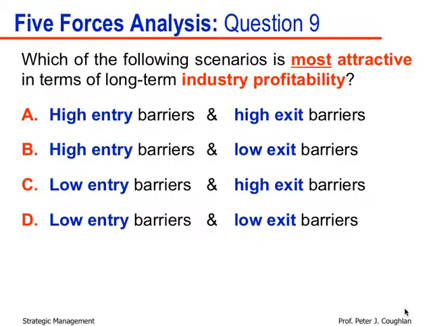It's two questions. What's good for profitability? What is most attractive in terms of long-term industry profitability? So do you want high entry barriers or low entry barriers? Do you want high exit barriers or low exit barriers? Now, I think most students, based on the answers, understood the entry barriers question. So let's address that. I think it's a little simpler.